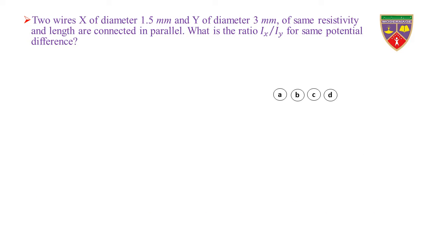Two wires X of diameter 1.5 mm and Y of diameter 3 mm, of same resistivity and length, are connected in parallel. What is the ratio Ix to Iy for same potential difference? Option A, 1 to 2; option B, 1 to 3; option C, 1 to 4; option D, 1 to 5. The key is 1 to 4. Therefore, the correct option is C.